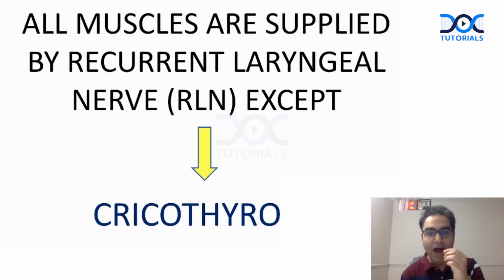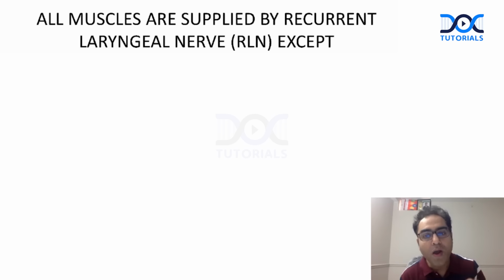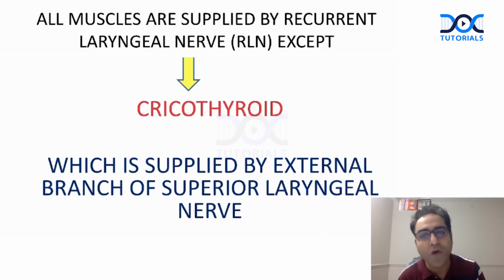Now, after sensory supply, let us talk about the motor supply of the larynx. The larynx has many muscles. One muscle lies outside larynx. What is that muscle? Cricothyroid. All muscles of larynx lie inside larynx except cricothyroid. Therefore, all muscles of larynx are supplied by recurrent laryngeal nerve except cricothyroid. So cricothyroid is supplied by what? It's lying outside larynx. All muscles of larynx are supplied by recurrent laryngeal nerve except cricothyroid, which is supplied by the external branch of superior laryngeal nerve.